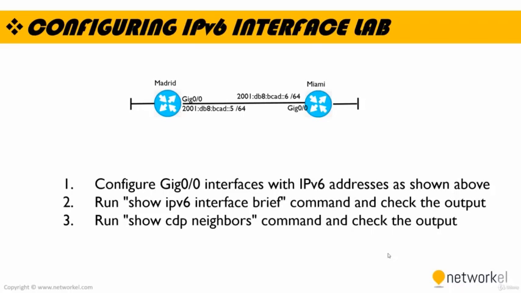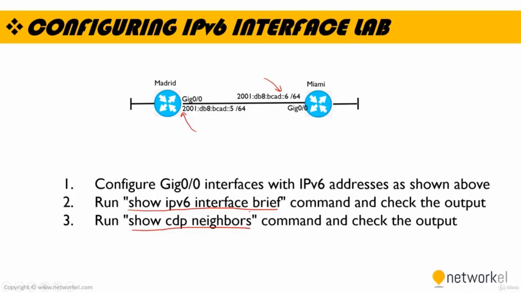In this lab, we will take a look at configuring an IPv6 interface. This lab has 3 steps. In the first step, we need to configure Gig 0/0 interfaces with the IPv6 addresses as shown above. This one and this one. In the second step, we need to run the show IPv6 interface brief command and check the output. And in the last step, we need to check the show CDP neighbors command.